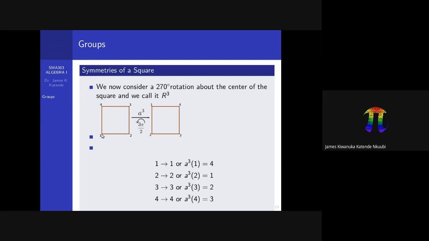So how you see that is this. If you take this through 270 degrees rotation, 1 will move all the way to 4. 2 here will move all the way to 1, and so on. So that's how it works. And then as a function, this is what it looks like, and we call it A cubed. Again, this should be A, not R. This is A cubed. The slides have some errors, but take note of that.